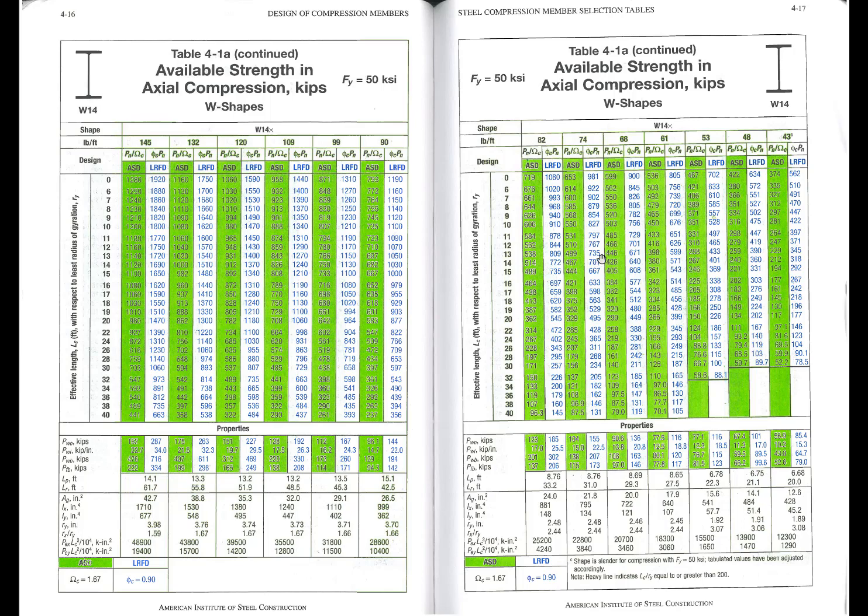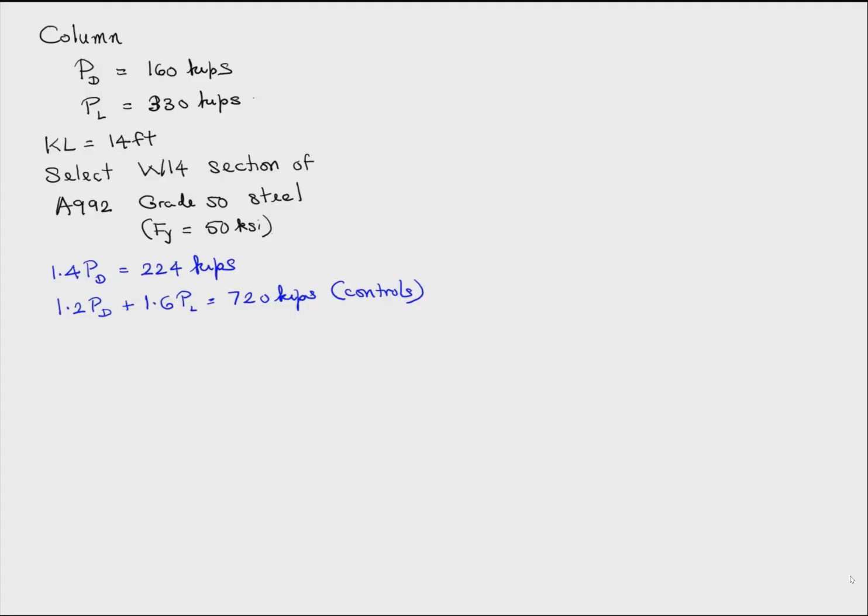If we go any lighter, then the strength is less than 720 kips. So we can select W14x82. So we can use the W14x82 section, whose design strength phi times Pn equals 772 kips. That completes the design of the column.